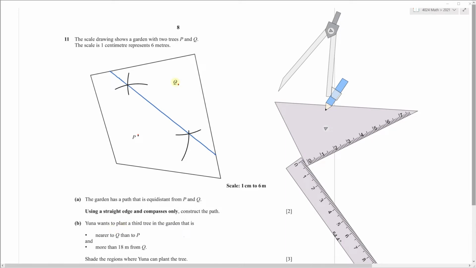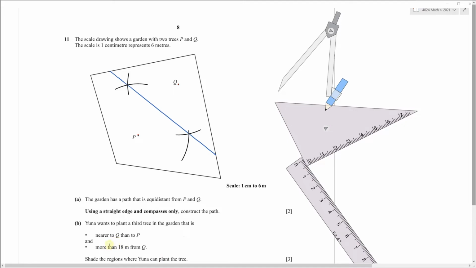This third tree is nearer to Q than to P. That means it will be on the right hand side, on this side of this line bisector. So it is nearer to Q, but it has to be more than 18 meters from Q. Shade the regions where Yuna can plant the tree.